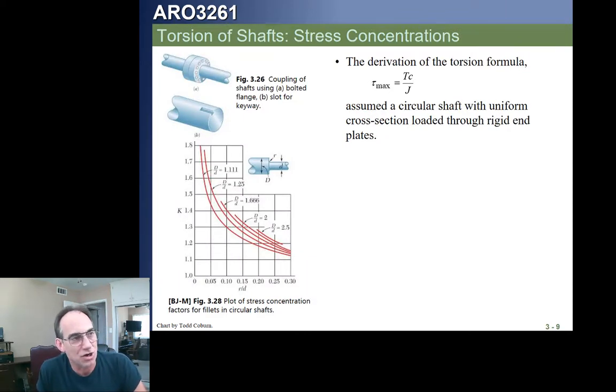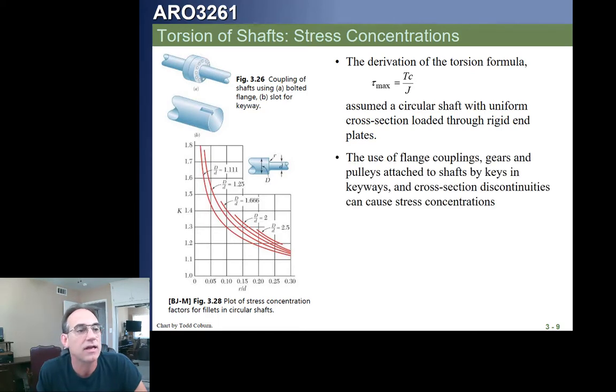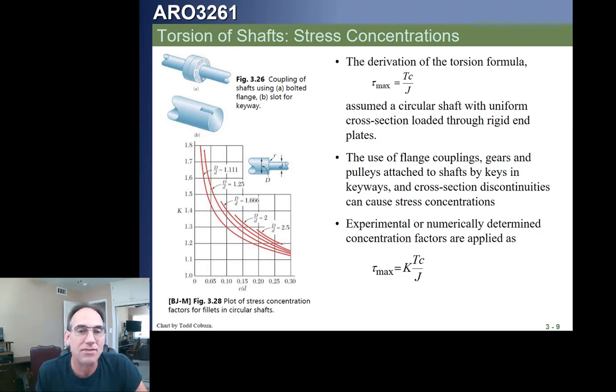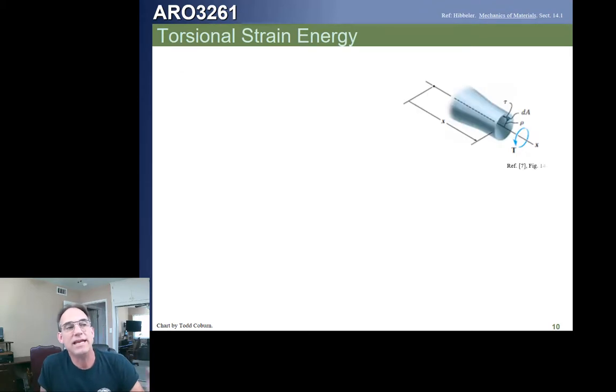Now, if we have a disturbance in the cross section, that will cause a stress concentration. We will handle that just like we handle our axial ones. We'll come out here, find an appropriate stress concentration factor curve. And in this particular case, if we have a keyway like this, or a change in diameter like this, we'll come with our first r over D ratio against the D over d ratio and get our K. We'll calculate the max shear stress of the minimum section, TR over J, and multiply by this factor in order to get the max stress at the geometry change. Sound good?